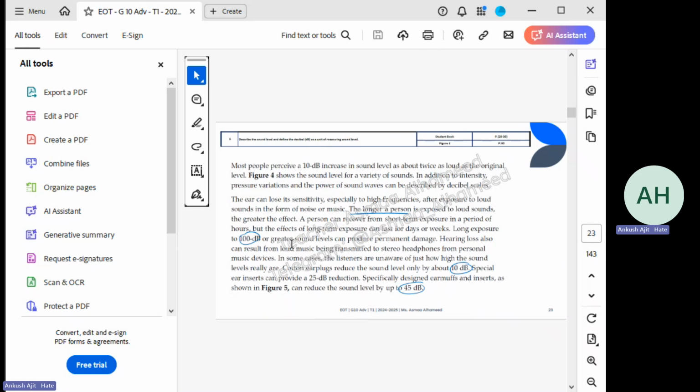Long exposure to 100 decibel or greater can produce permanent damage. Earplugs reduce the sound level only by 10 decibels. Special ear inserts give a 25 decibel reduction. Specifically designed earmuffs and inserts can reduce the sound level by 45 decibels also.